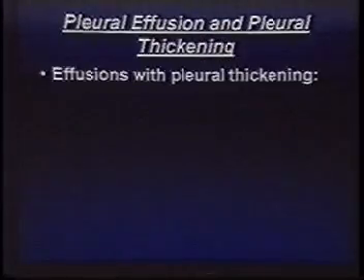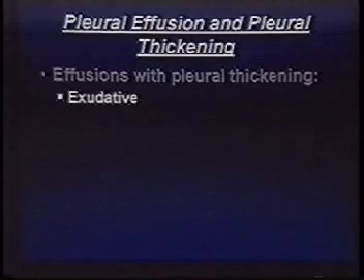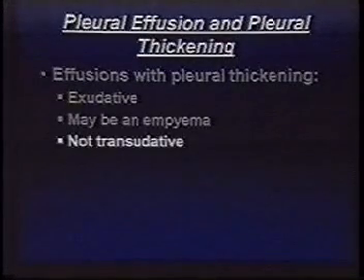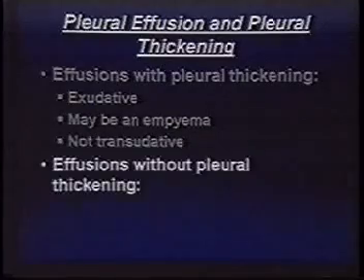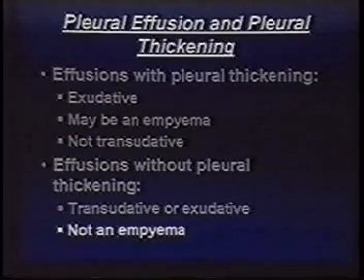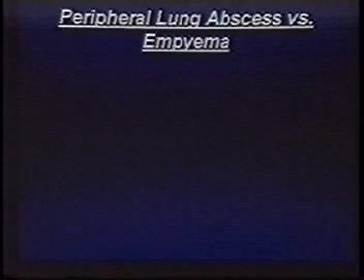So the summary from the study is that pleural effusions with pleural thickening are exudative in nature, may be an empyema, but are not transudative. In contrast, effusions without pleural thickening may be transudative or exudative, but are not empyemas. CT is also valuable for the assessment of complex pleural parenchymal diseases, such as differentiation of a peripheral lung abscess from an empyema.